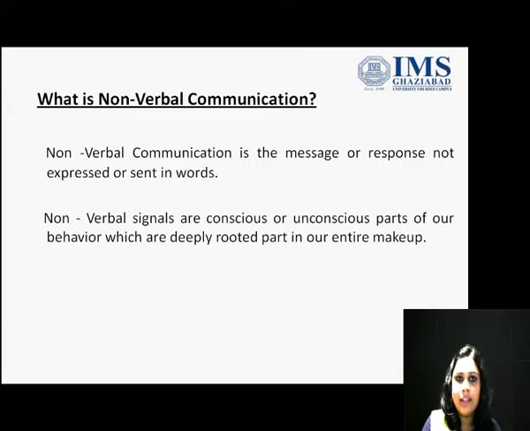See, before language evolved, and language is the means of sending a message in a structured way, we used to communicate. If you're making eye contact with somebody, it is communicating one thing or other. Your facial expression, your movement of the hand, the color also speaks one thing or other. The non-verbal signals are the conscious or unconscious part of our behavior, which are deeply rooted in our entire makeup. So, if you want to resolve your personal and family-related problems, and you consciously observe the unconscious clues given by people, you will be able to solve them.